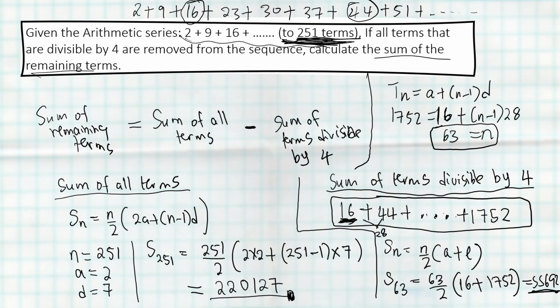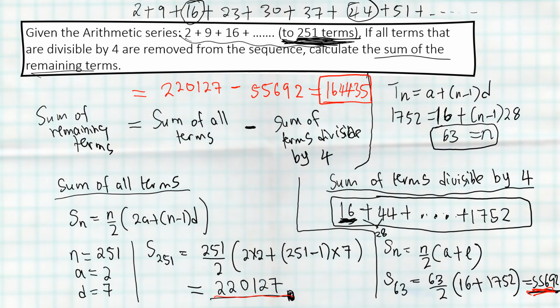Let me write it in red now as we go towards the final answer. The question says calculate the sum of the remaining terms. So we first started by calculating the sum of all terms, which is 220127. We have to subtract the sum of terms that are divisible by 4, which we calculated as 55692. So the final answer is 220127 minus 55692, which is 164435. This is the final answer for the sum of the remaining terms.